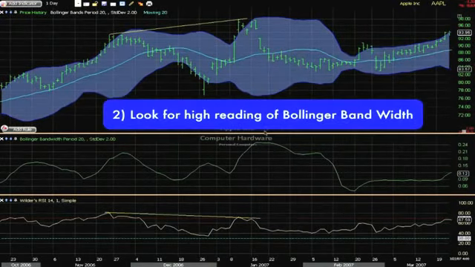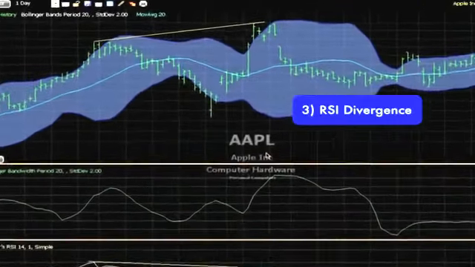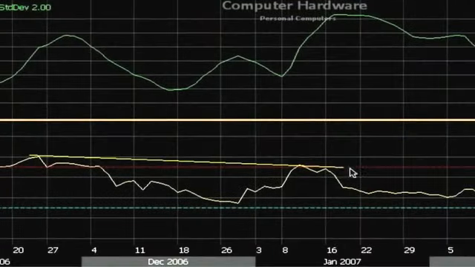Second, look for an extreme high reading in the bandwidth compared to prior highs. Third, look for RSI divergence. Price is making a higher high compared to the old high. RSI down here makes a lower high compared to the old high.